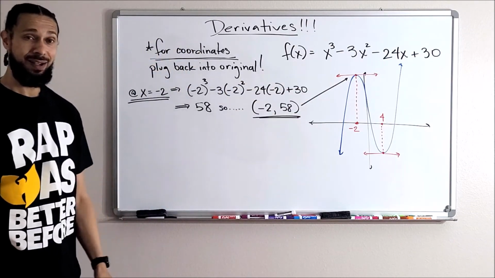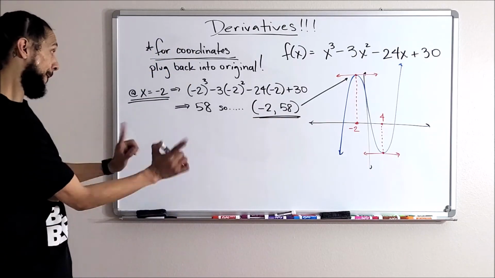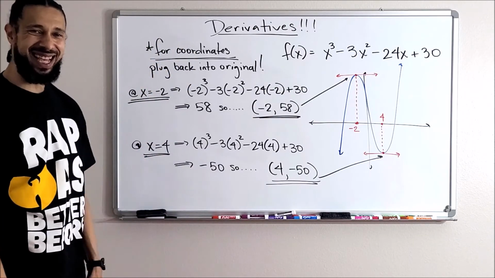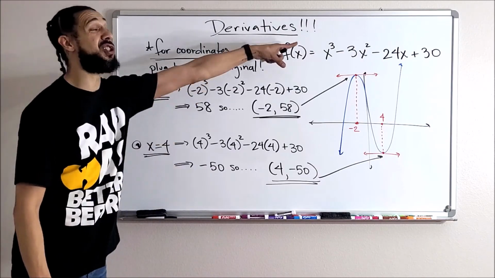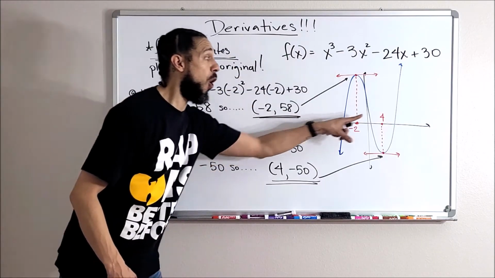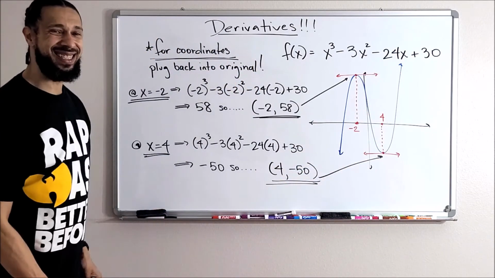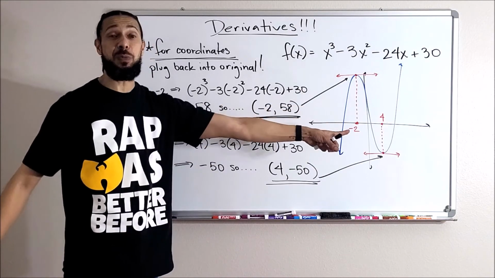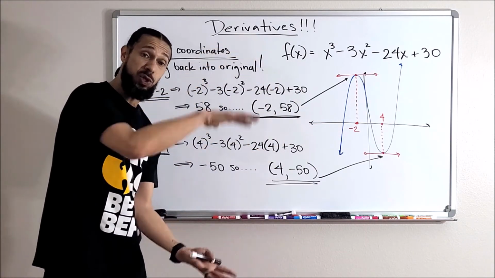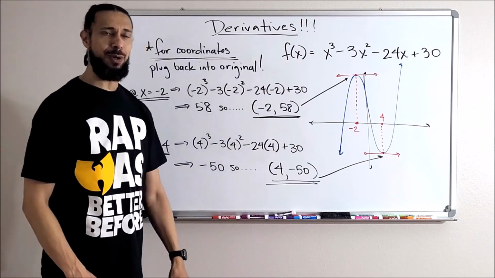That point right there. And now I do the same thing for the other x value, x equals 4. When I plug in a 4, the original function gives me -50. Those are the coordinates: over 4, down 50, that's my other point. Now you would have to do this if we didn't have this picture, if you wanted to know which one was the min and which one was the max. The maximum's got to be the one with the higher y value.